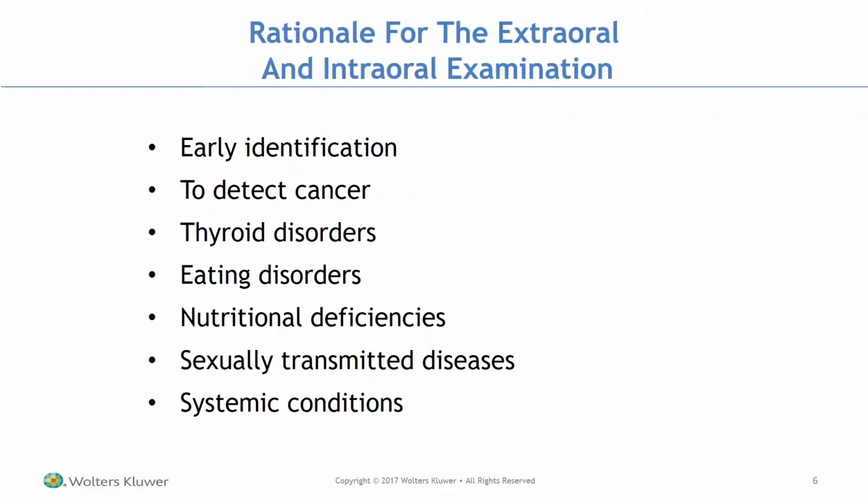Okay, so what is our rationale for the EO-IO exam? The EO-IO exam is performed for early detection of abnormalities and pathologies to hopefully prevent the spread of the disease or the cancer, okay, or condition. Although an essential goal of the examination is to detect cancer of the mouth at its earliest possible stage, a thorough examination may also reveal signs of thyroid disorders, eating disorders, nutritional deficiencies, sexually transmitted diseases, and a host of systemic conditions.